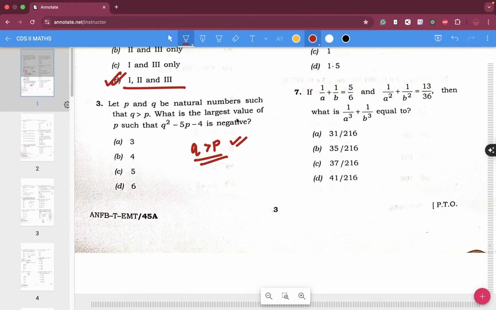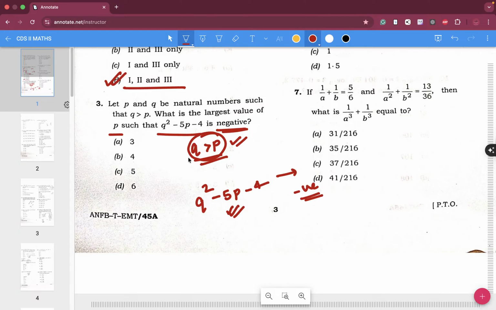What is the largest value of P such that Q square minus 5P minus 4 is negative? The expression given is Q square minus 5P minus 4, and we want this entire expression to be negative. That requires a suitable value of P, but they have also said that Q is greater than P.